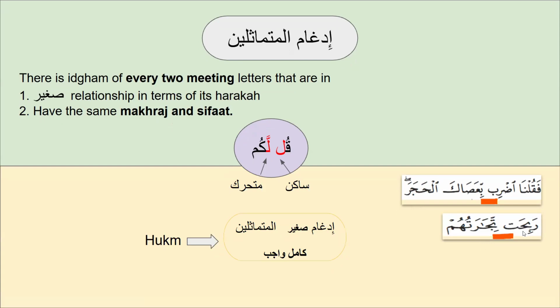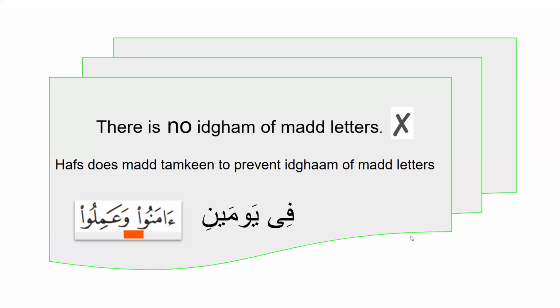Another example is rabihat tijaratuhum. The first ta sakin is merging into the second mutaharrik ta. We move on to the next now.